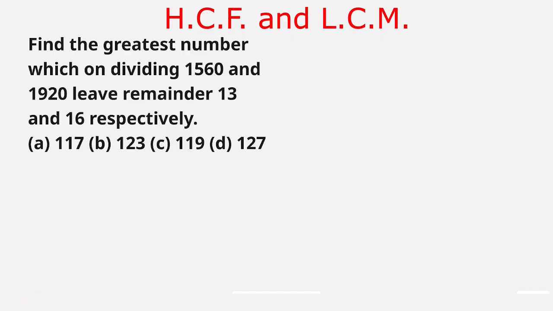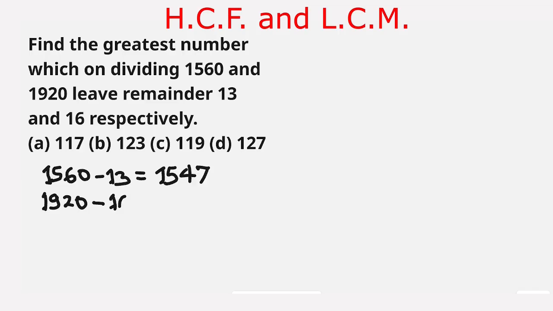As the remainders given to us are 13 for number 1560 and 16 for 1920, we subtract 13 from 1560. This is equal to 1547, and we subtract 16 from 1920. This is equal to 1904. Now we find the H.C.F of 1547 and 1904 by division method.